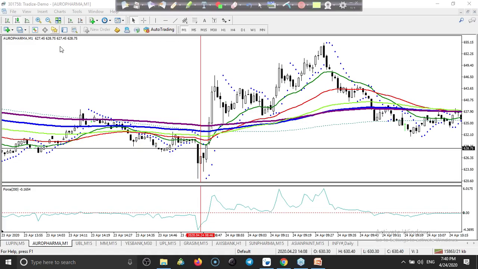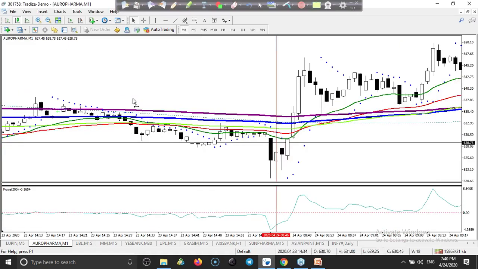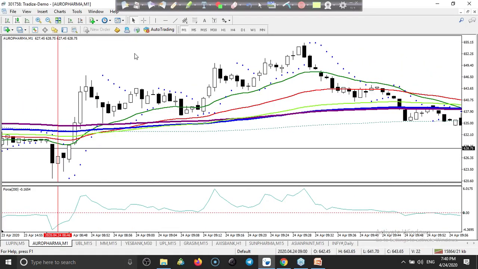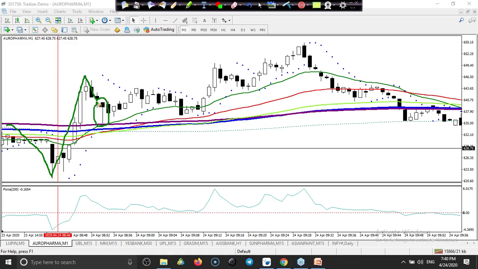Let me zoom a little more. So what have we seen? They create a new higher high and price just retraced and formed a pin bar. Have you seen? It is called a hammer pattern. Yesterday I told you, remember, there are two criteria.